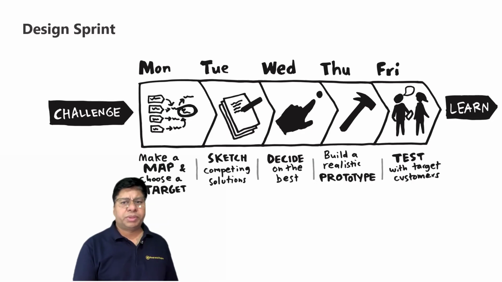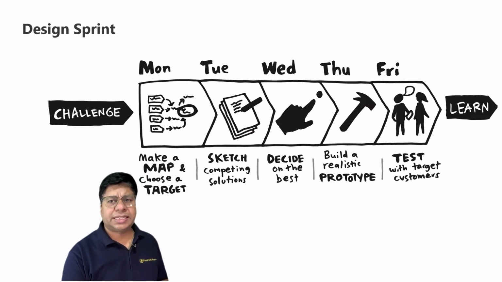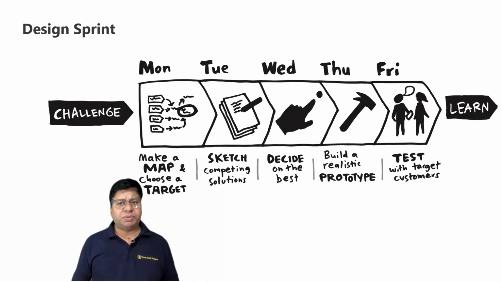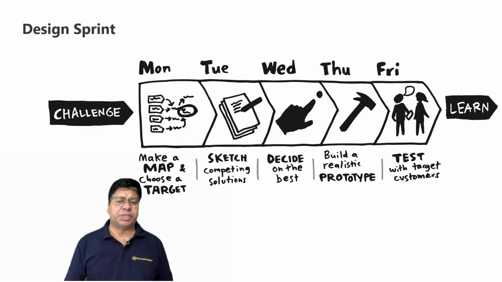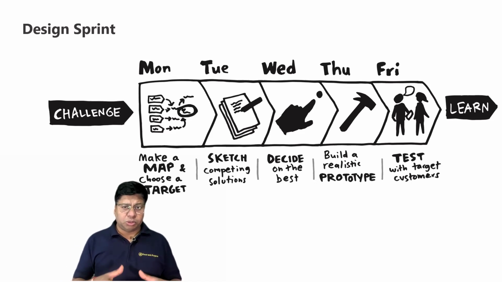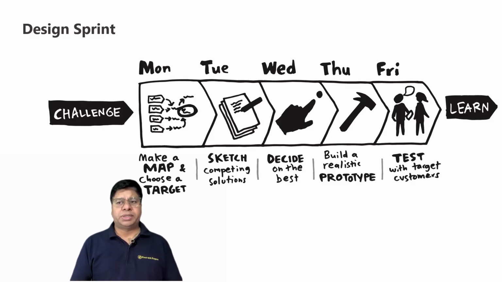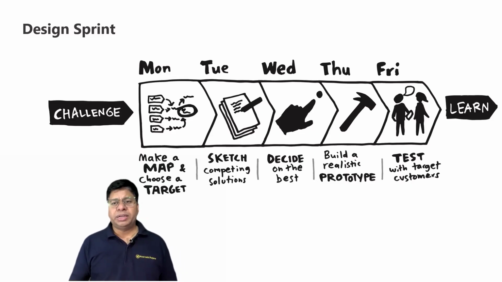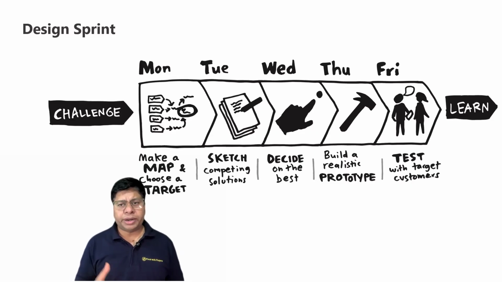Day two will be about sketching. Sketch competing solutions. Everyone sketches possible solutions individually. This encourages diverse thinking and prevents groupthink. Use Crazy 8: fold a paper and sketch 8 times in 8 minutes. This kind of technique is fast and you will be able to get more and more options.